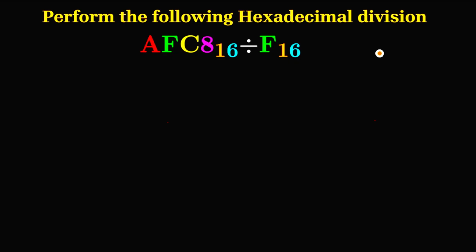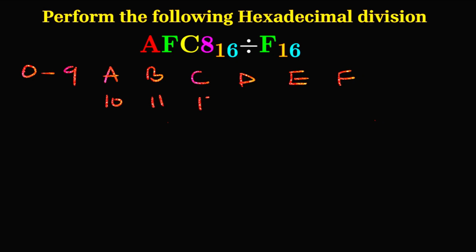So the first thing you should do whenever you are tackling questions to do with hexadecimal is to write down the extent of the numbers involved. So under the hexadecimal, we have 0 to 9, and then we have A, B, C, D, E, and F, where A is 10, B is 11, C is 12, D is 13, E is 14, and F is 15.